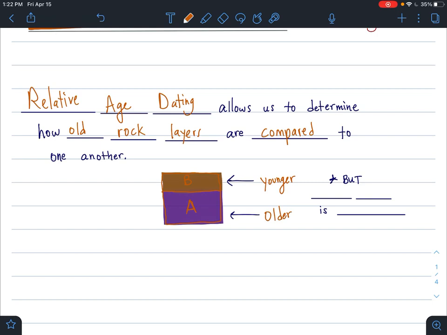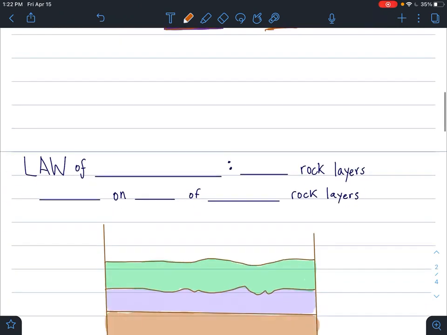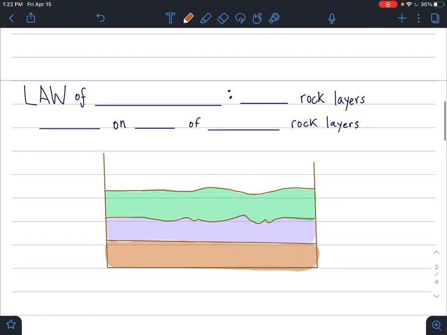Now, even though we know A is older and B is a younger layer, we actually don't know the actual ages. So let's add here, even though we know A is older and B is younger, that's great, but the actual factual age is still unknown. So we don't know if it's 2 million years old or 50,000 years old. No idea yet. We're just understanding that A is older because it's there before, and then B comes in, so that's younger.